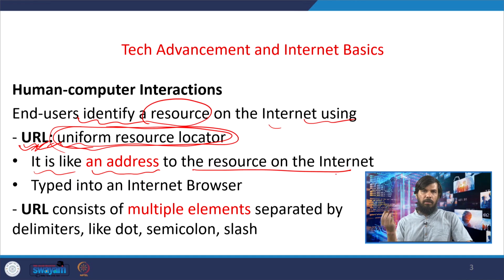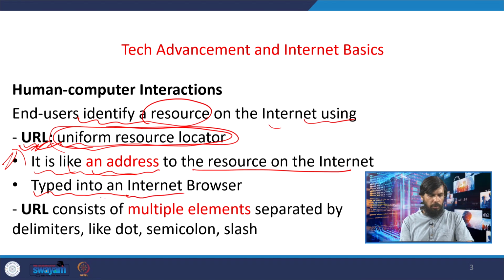So, where that resource is residing, or where that resource is stored on some computational node across the network, the address of that computational node is needed, right, and within that node the path to that particular resource would also be needed. So, those components are part of the URL, right. And end users typically type the URLs into an internet browser, right.